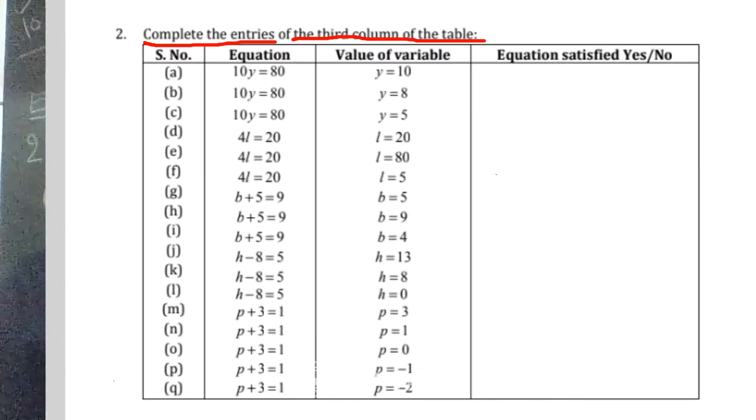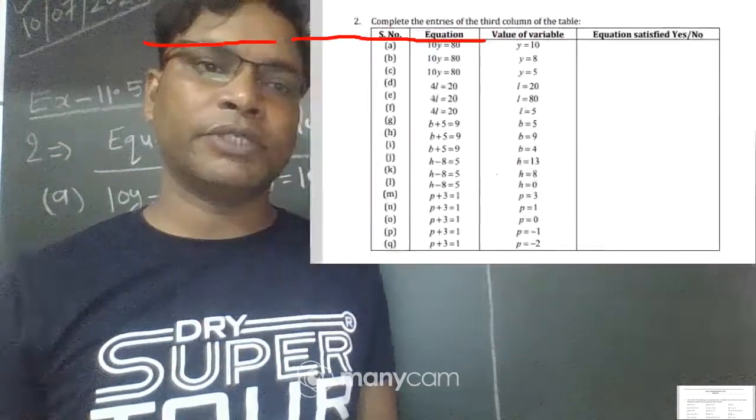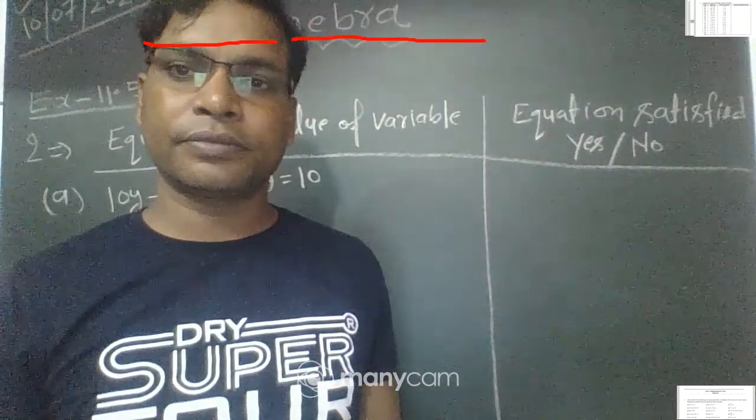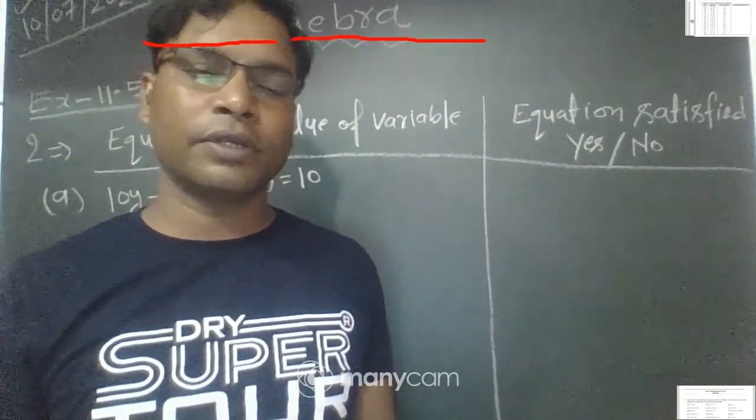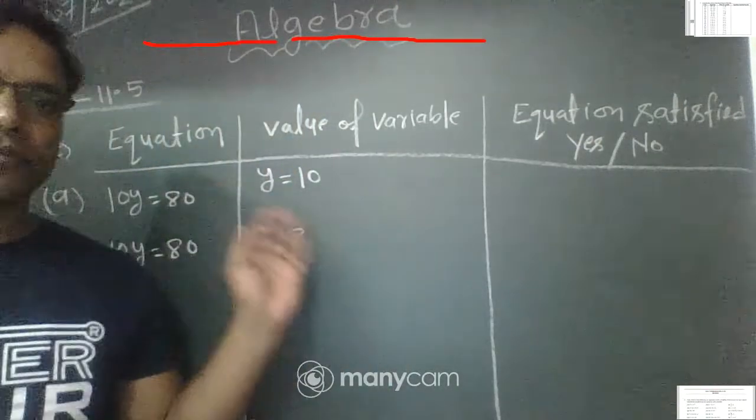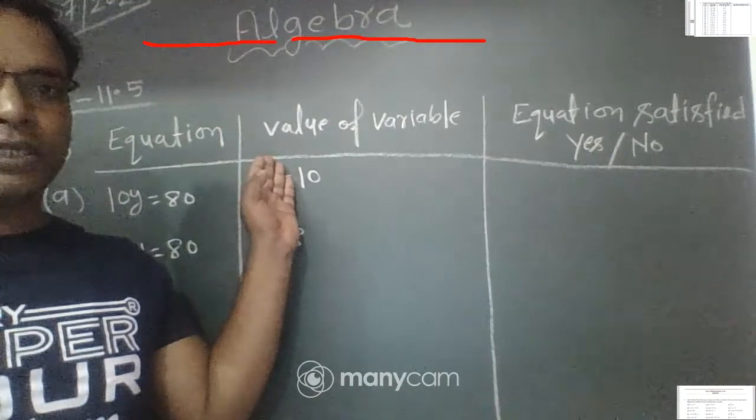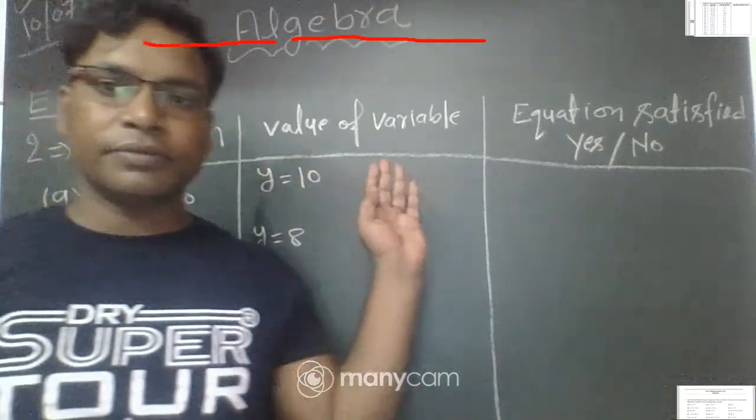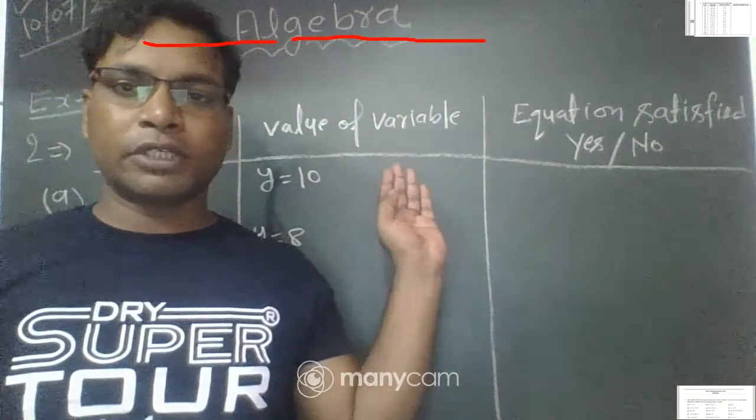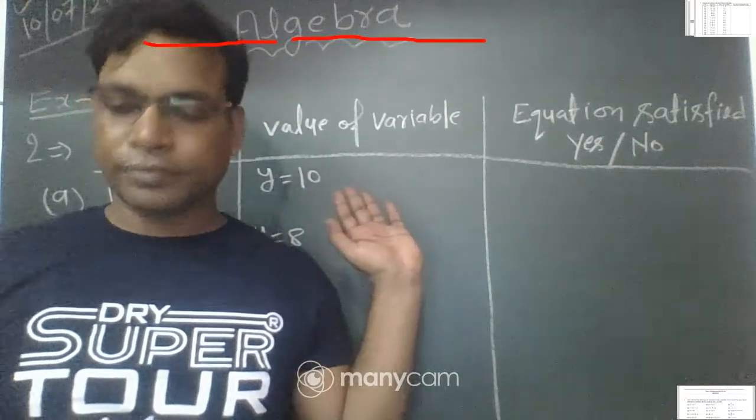So students, we are going to solve question number 2. Let's see how to complete the third column of this table. Okay. So here we make first column equation, second column value of variable, and the third column equation satisfied yes and no. Okay. So let's see.